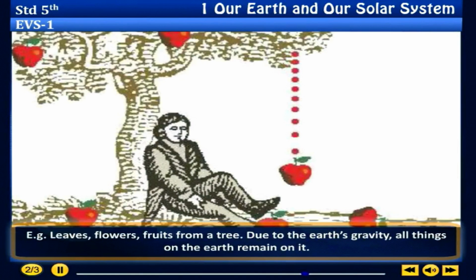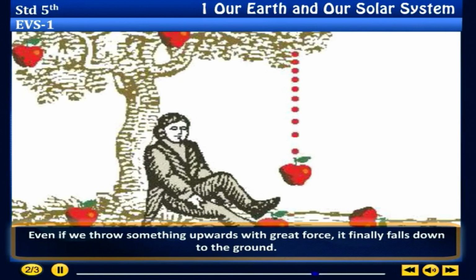Example: leaves, flowers, fruits fall from a tree. Due to the Earth's gravity, all things on the Earth remain on it. Even if we throw something upwards with great force, it finally falls down to the ground.